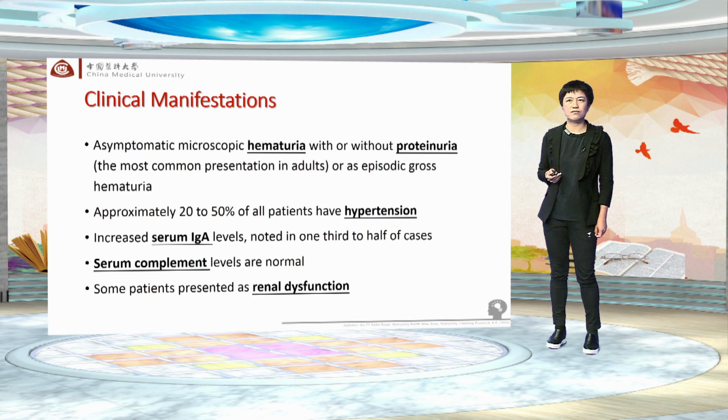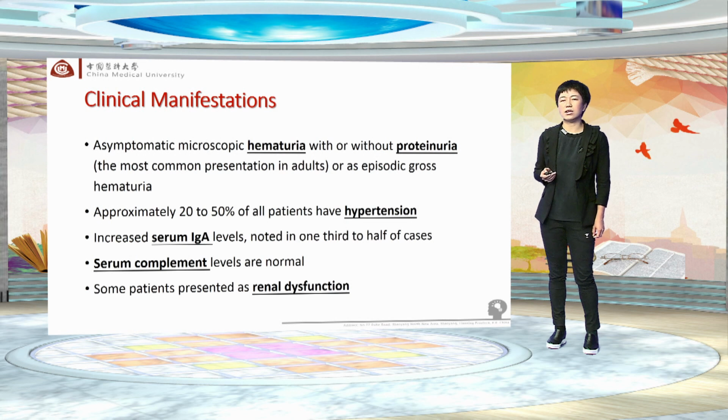Approximately 20 to 50% of all patients have hypertension. Increased serum IgA levels, noted in 1/3 to half of cases, do not correlate with the course of the disease. Serum complement levels are normal. Some patients present with renal dysfunction.